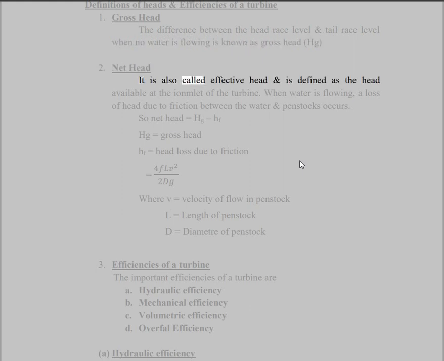2. Net head. It is also called effective head, and is defined as the head available at the inlet of the turbine. When water is flowing, a loss of head due to friction between the water and penstocks occurs. So net head equals Hg minus Hf. Hg equals gross head. Hf equals head loss due to friction, where V equals velocity of flow in penstock, L equals length of penstock, D equals diameter of penstock.